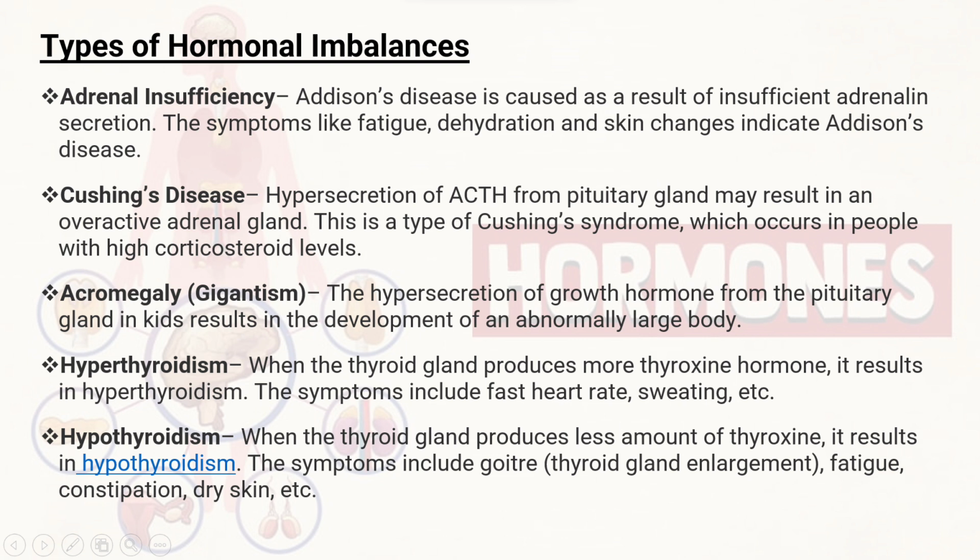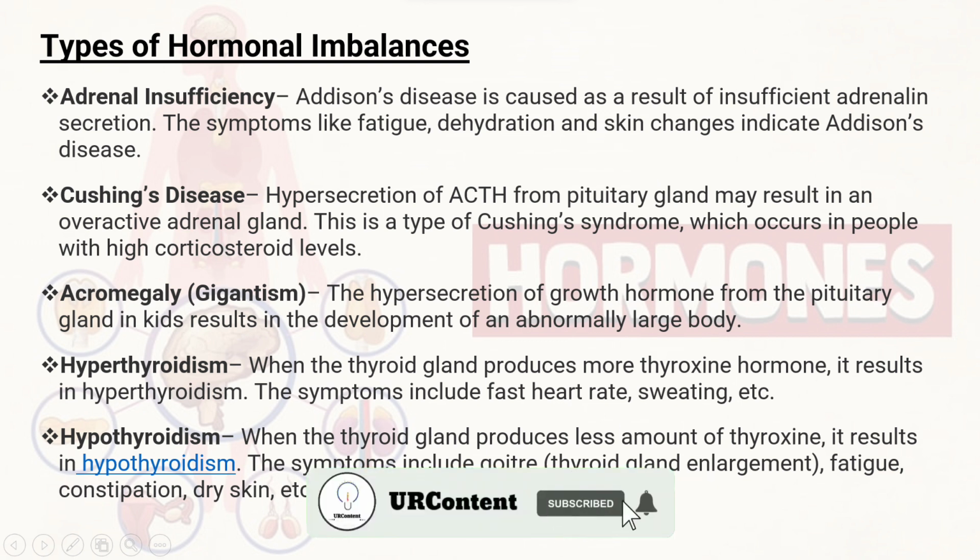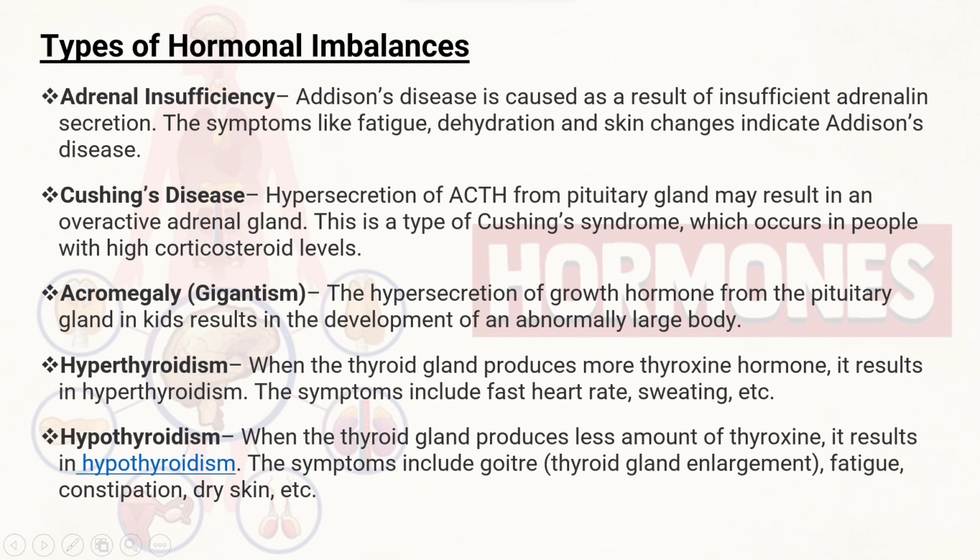5. Hypothyroidism. When the thyroid gland produces less amount of thyroxine, it results in hypothyroidism. The symptoms include goiter, thyroid gland enlargement, fatigue, constipation, dry skin, etc.